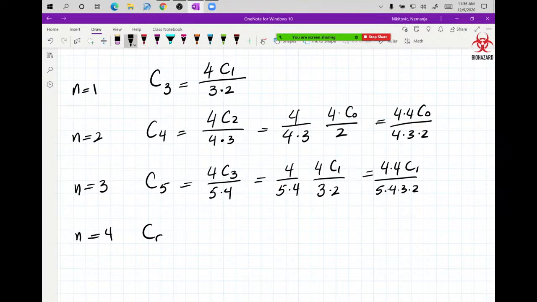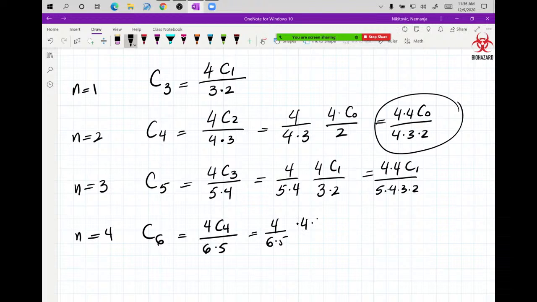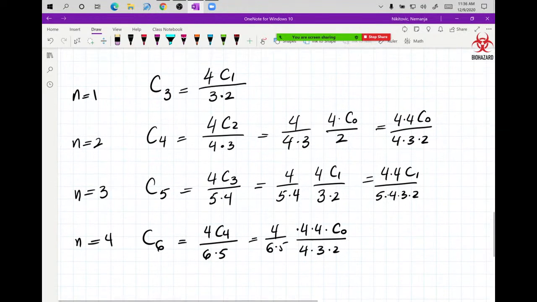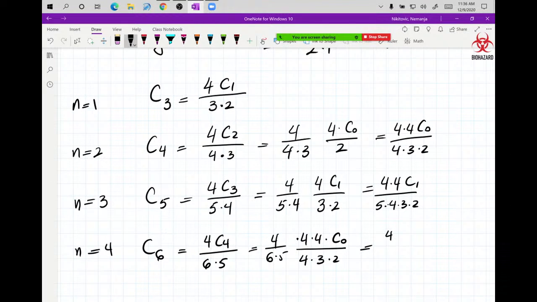N equals 4, it's going to be C6, which is going to be 4C4 over 6 times 5, and that's 4 over 6 times 5. Now, what is my C4? C4 is this mess, which is 4 times 4 times C0 divided by, look at the piece of the puzzle for 6 factorial. It just falls right into it, which is amazing. So I have 4 times 4 times 4C1 divided by, and on the bottom I have 6 factorial. I'm still going to write it this way so we are 100% clear.